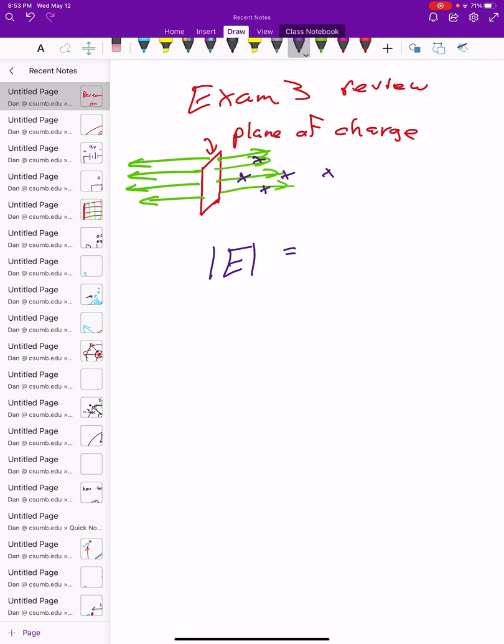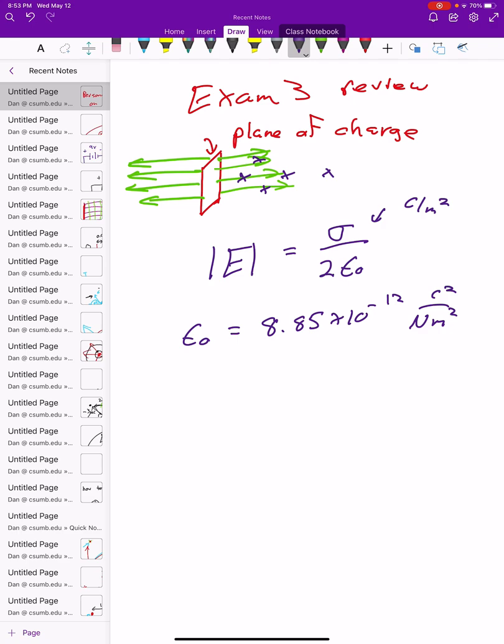But the strength of the electric field is given by the charge density, which is in coulombs per meter squared, divided by 2 epsilon 0, if you remember that. And epsilon 0 is the constant called the permittivity of free space. It's 8.85 times 10 to the minus 12th coulombs squared per Newton meter squared. And so that was something we talked about.